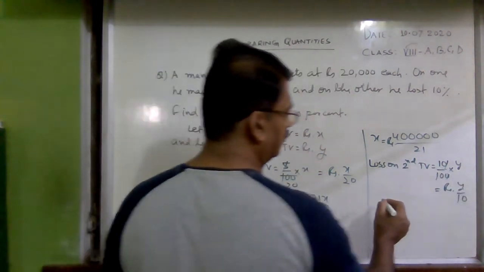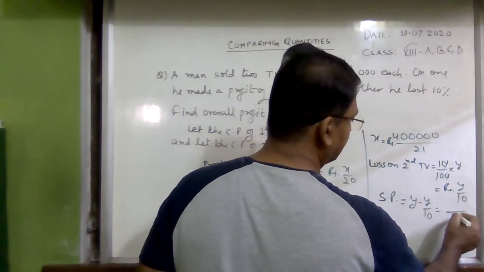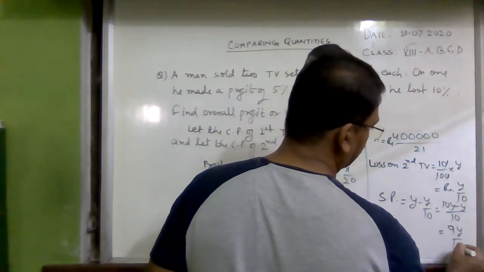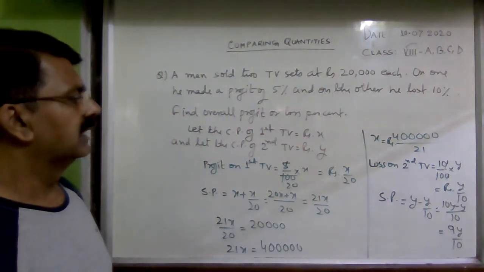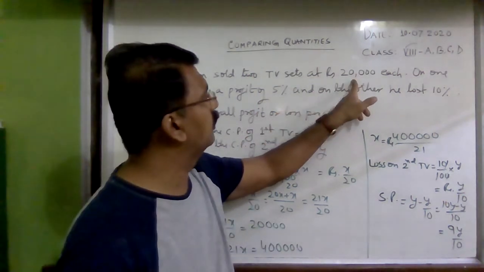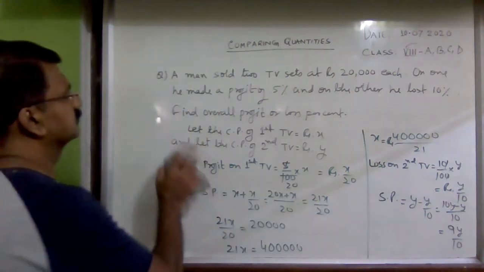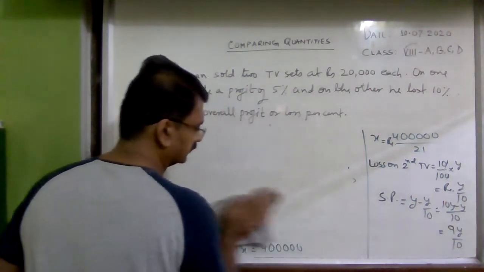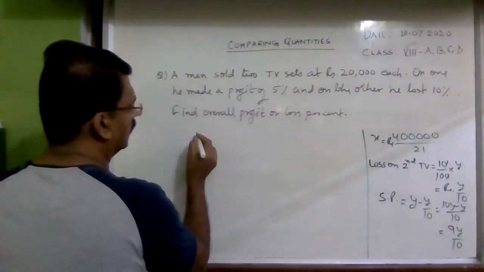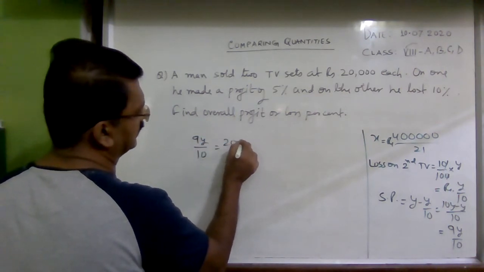That means the selling price will be Y minus Y by 10. If you take 10 LCM, 10Y minus Y, that is 9Y by 10. Okay, but it is given that the selling price of both the televisions is 20,000. That means that also should be equal to 20,000. Nine Y by 10 is equal to 20,000.